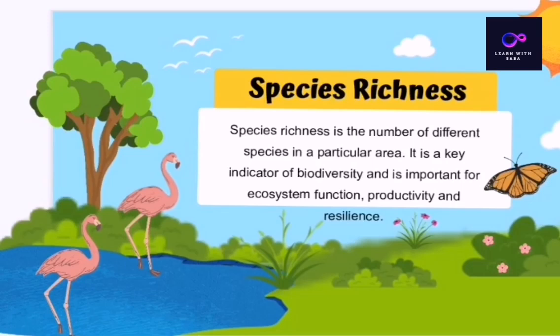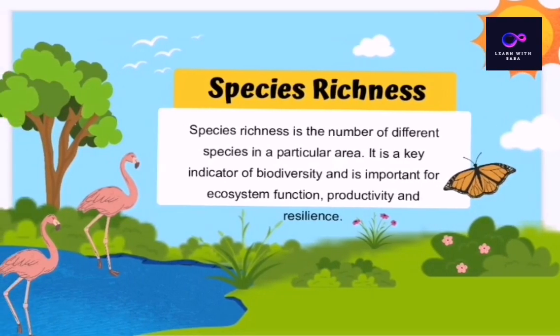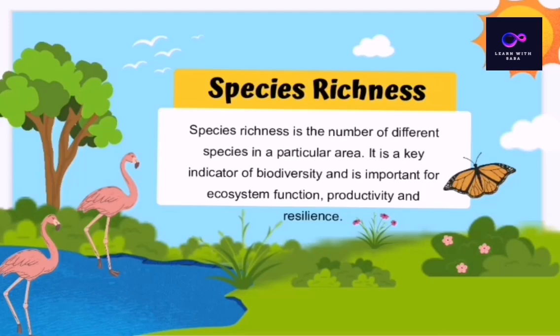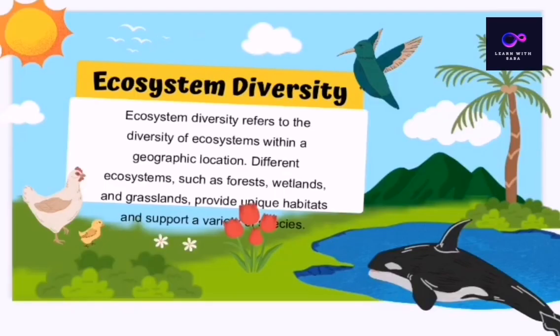For example, sometimes we are discussing specific plants that are rich in a specific area, and that is known as the species richness of that plant in this area. And sometimes when we are discussing animals, like some butterflies or other animals present in a specific area, that is also known as species richness.